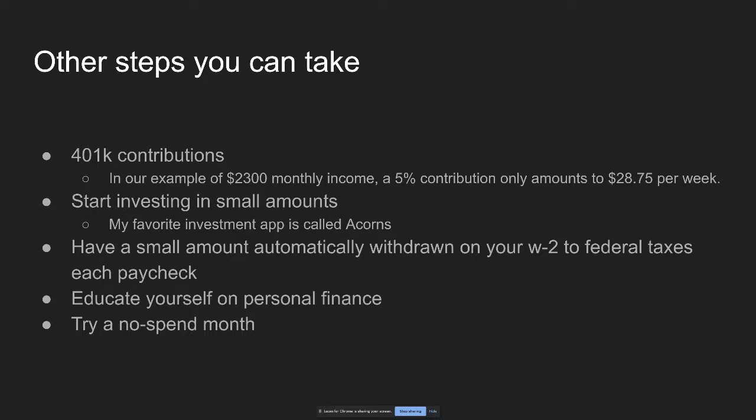Another thing you can do is have a small amount automatically withdrawn from your W-2 on your federal taxes each paycheck. This does not gain interest, but what it will do is you'll get a refund on your taxes, or it'll go to pay your taxes and then you'll get a refund after that. So it can be a really nice way, kind of out of sight, out of mind, not have to worry about it. And then every February you're going to be getting a little money back. So you can do as little as $5 on that. And it's really helpful in the end.